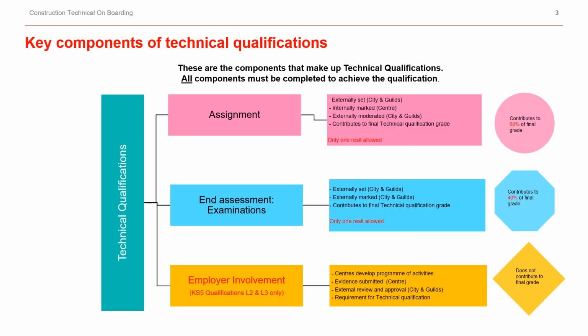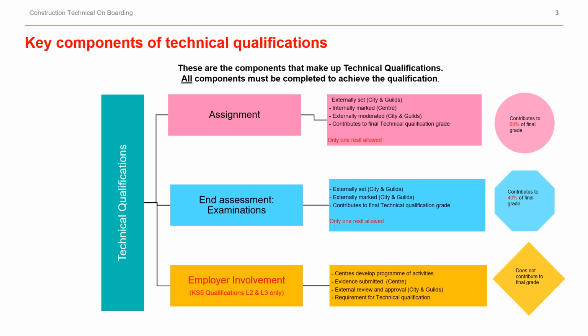So hopefully, as you are aware, the technical qualification consists of two assessed parts. There's an assignment, which City and Guilds will set. The centre will mark that assignment, not grade it, mark it, and City and Guilds will externally moderate it and give it a grade of a pass, merit or distinction. And that would contribute to 60% of the overall grade for the technical qualification.